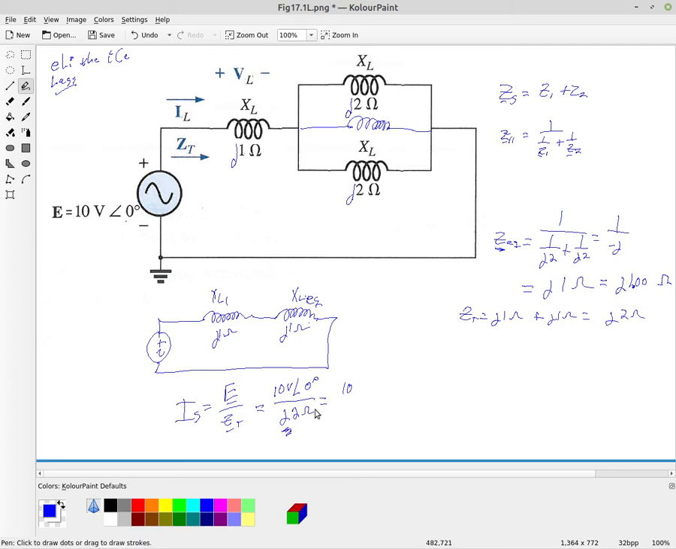Or we could rewrite that. Remember that J is a positive 90-degree phase shift. So that would give us 10 volts divided by 2 at an angle of plus 90 degrees. When we do the math, 10 divided by 2 gives us 5. And for the angles, remember you subtract the angle below from the angle on top. So that gives us 5 amperes, it's a current, at an angle of minus 90.0 degrees. And so that is our total supply current.